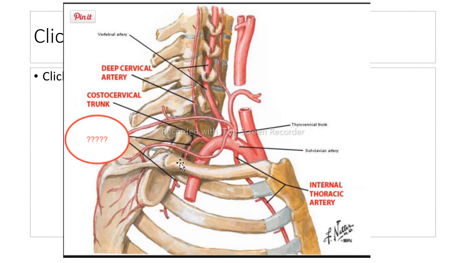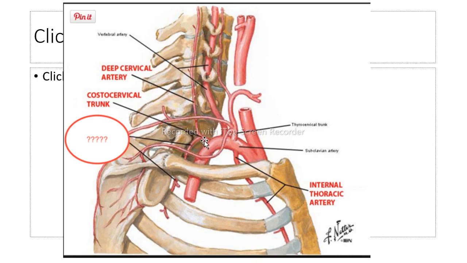See here again, this is the clavicle, this one is the first rib, the spine of the scapula, the acromion process. Here there is the thyrocervical trunk. This one is the suprascapular artery, and here there is the suprascapular notch. This one is the transverse cervical artery, and this is the costocervical trunk.